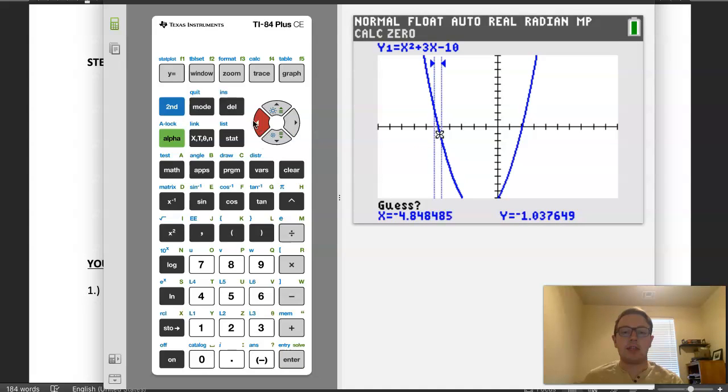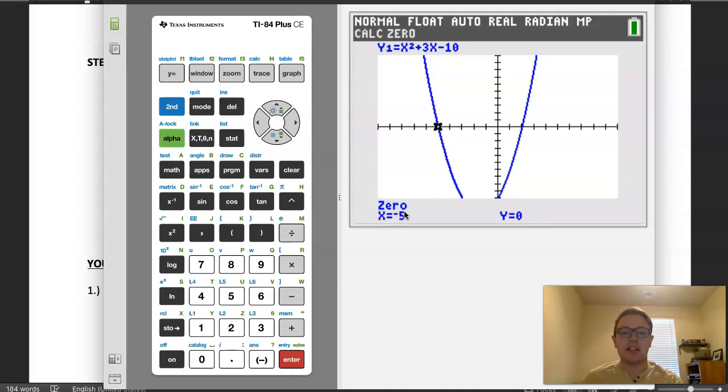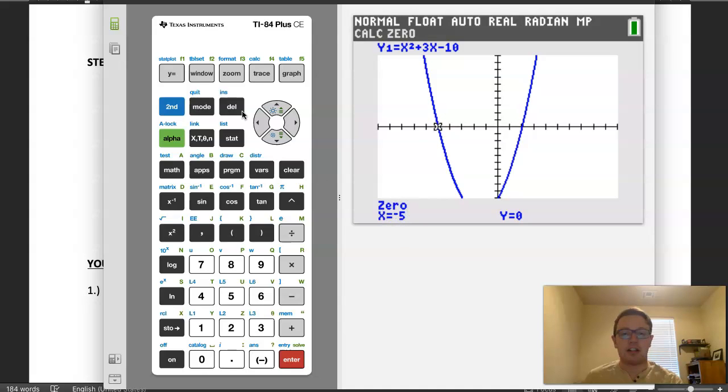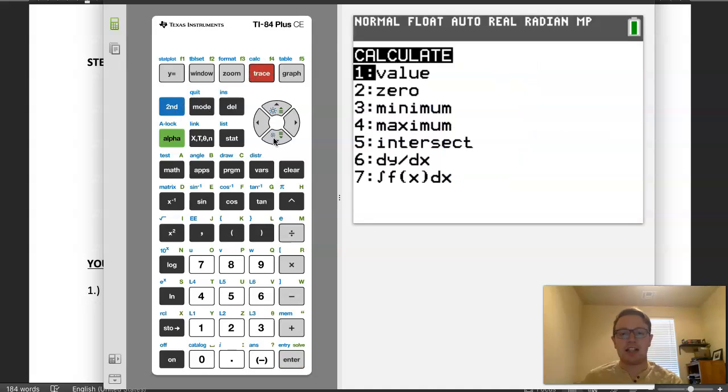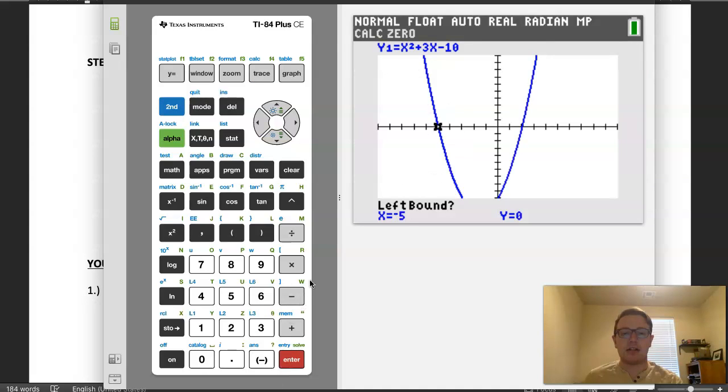This is just asking, where should we start looking? And I guess starting looking at minus 5, 0 makes sense. It tells us that our 0 is at minus 5. So that's good. Let's go ahead and try that again with the other side. So again, we're going to press second, trace. We're going to hit that calculate. We're going to look for a 0.